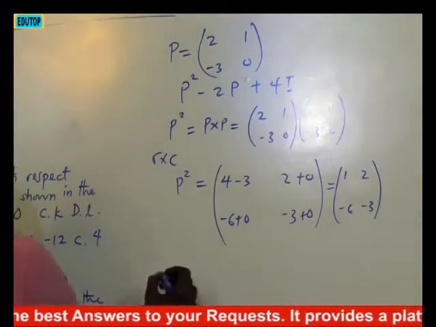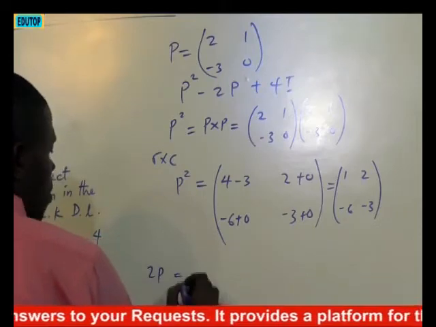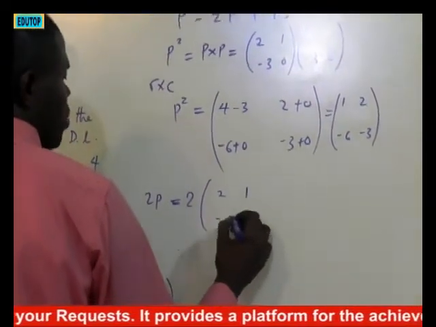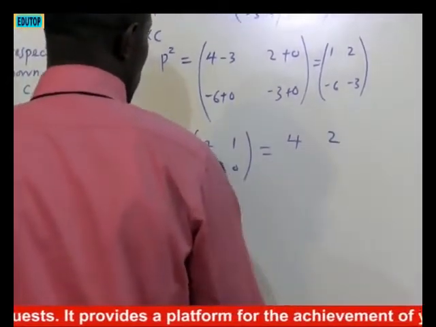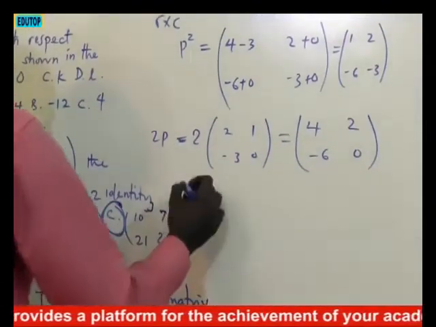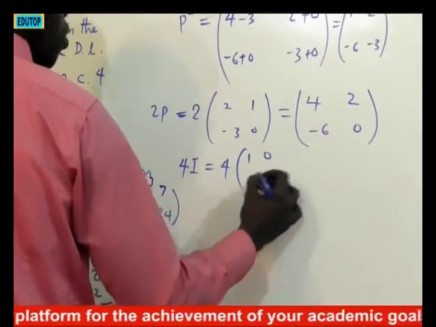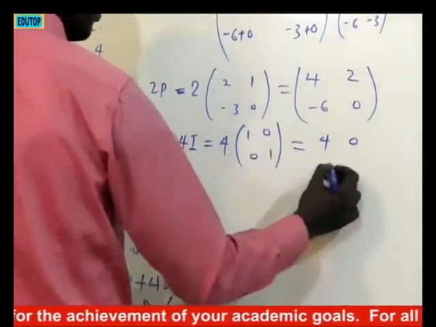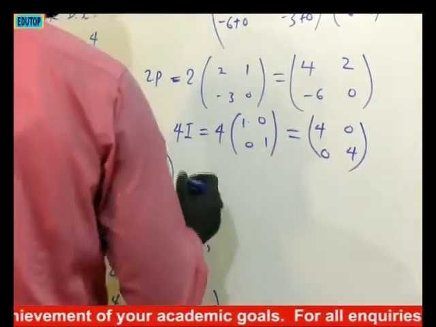I'll resolve that. Then let me talk about 2P. My 2P will be 2 times 2, 1, minus 3, 0, which will now be equal to 2 times 2, 4. 2 times 1, 2. 2 times this, minus 6. 2 times this, 0. So this is my 2P. Then my 4I. My I is the unit matrix, which is 1, 0, 0, 1. So I have 4 times 1, 4. 4 times 0, 0. 4 times 0, 0. 4 times 1, 4.